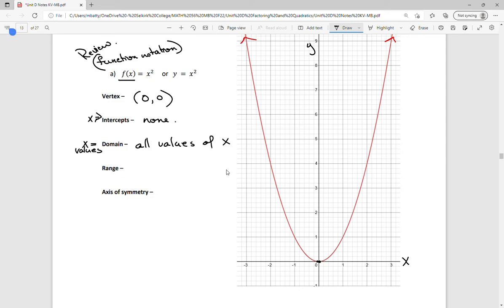The range of it, these are going to be y values that we care about. So 0 to positive infinity. You could say y is greater than or equal to 0 if you wanted to say it that way. And the axis of symmetry is x equals 0.